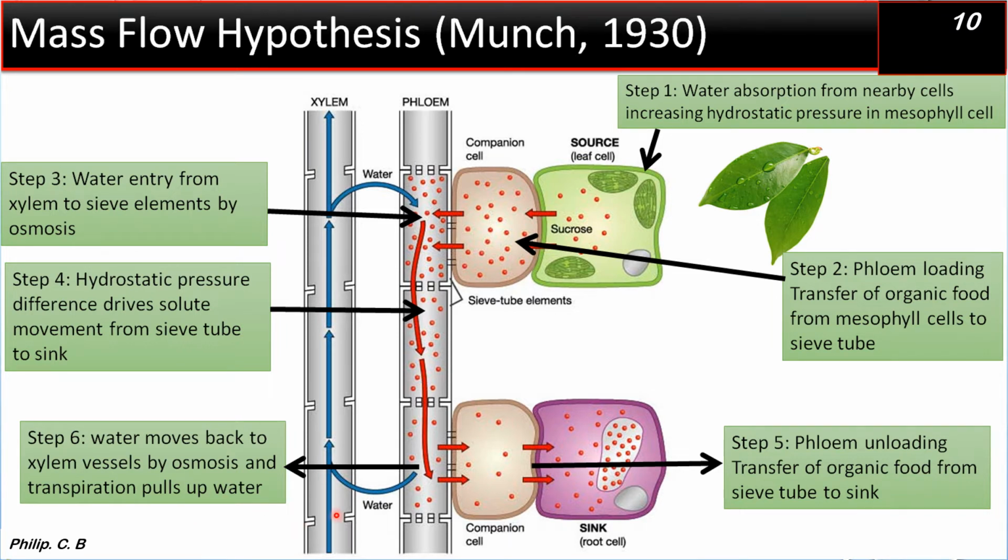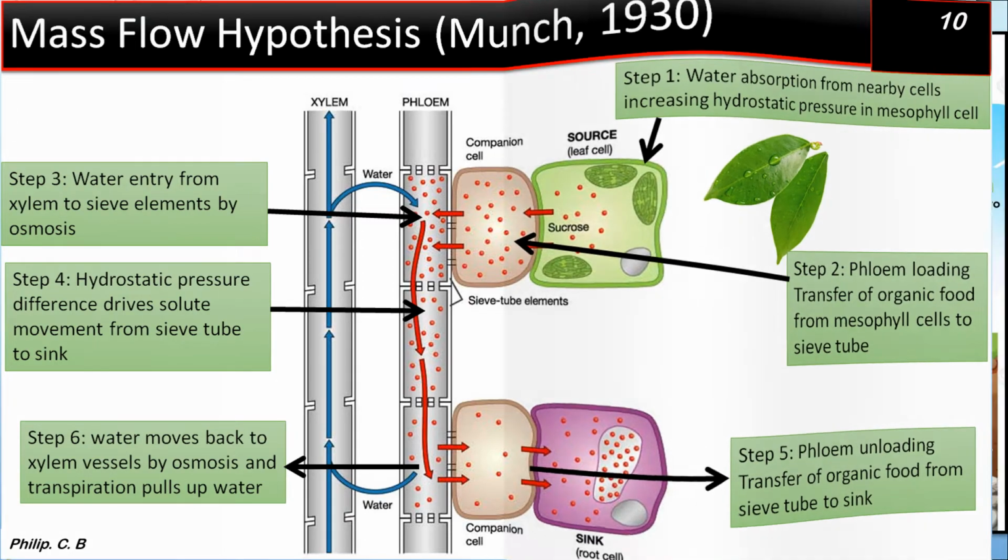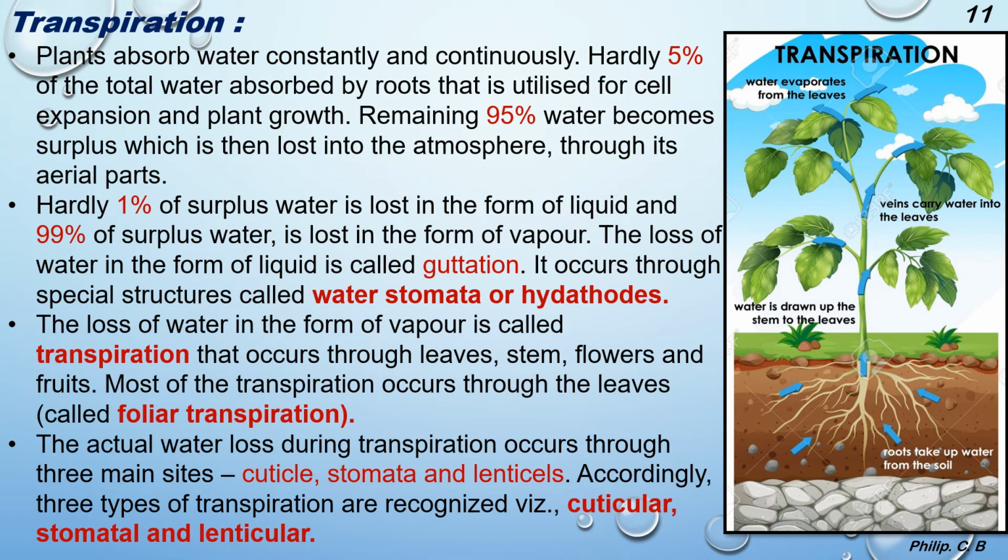So this is a very simple image which clearly explains the mass flow hypothesis by Munch, how the loading and unloading takes place right from the preparation of food by photosynthesis in the leaf, and how it passes through various components of phloem and reaches the region of the stem or the sink, as we use the term, the root cell or the different regions of the root. Okay, I hope that part is very clear now.